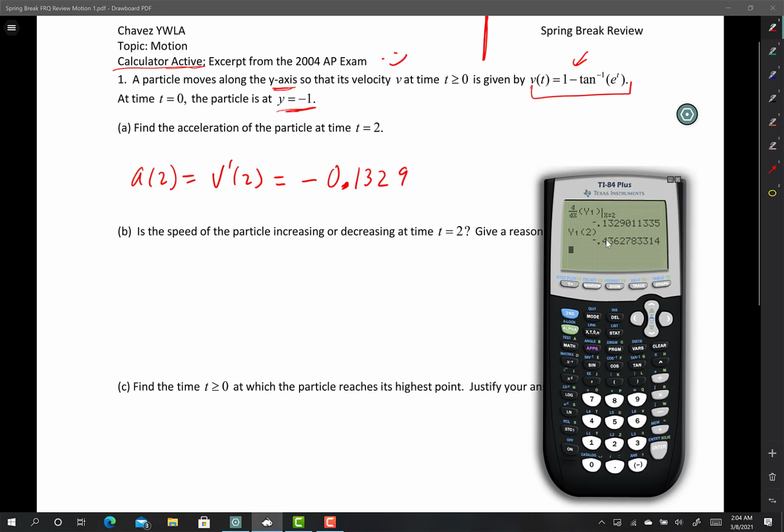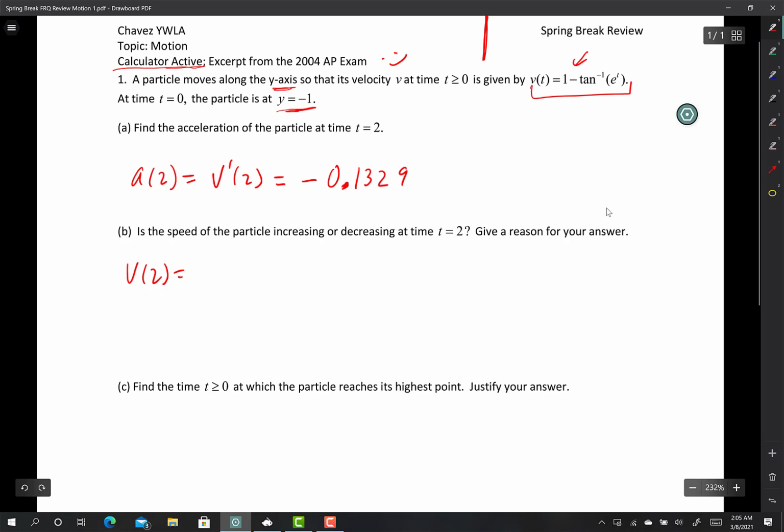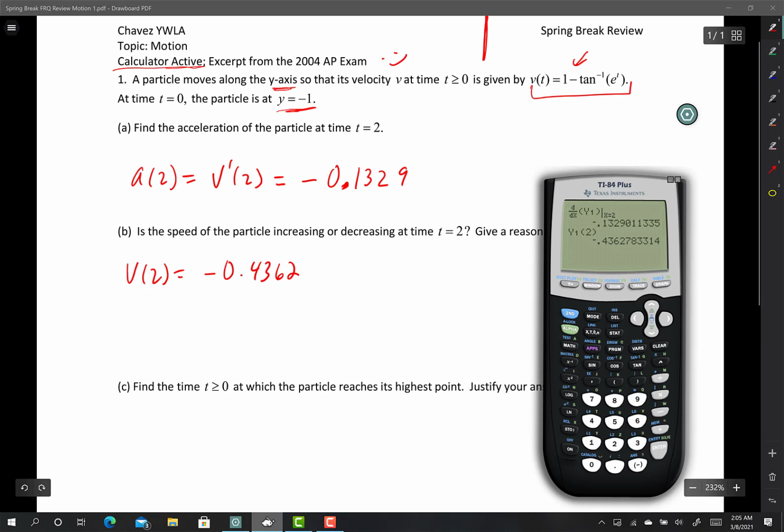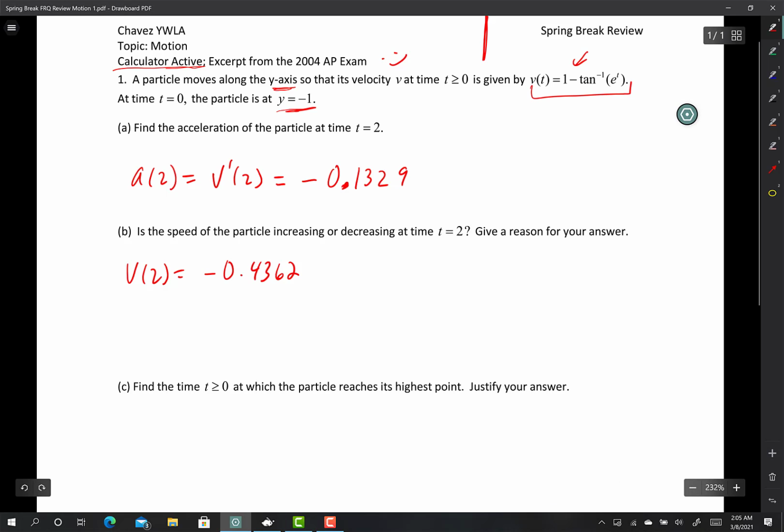So let me see if I can write that down first. Velocity at 2 equals negative 0.4362. Did I get that right? 4362. You could also say 63 if you wanted to, but that's fine there. Okay, is the speed of the particle increasing or decreasing at t equals 2?